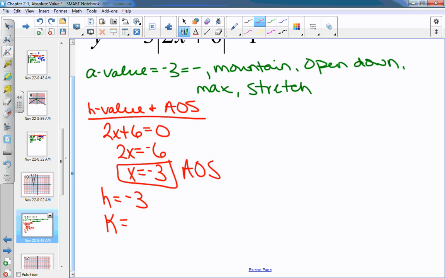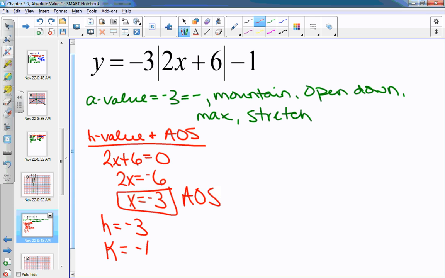So now what's k, folks? -1. Good job. What is my vertex now? K is not always -1. For some odd reason, it just happens to be -1 in this case, in the last two examples. I didn't mean for it to be. How do you find K? It's whatever is attached at the very end for face value, okay? So what is my vertex? -3, -1. Okay, now that it's -3, -1, now what?